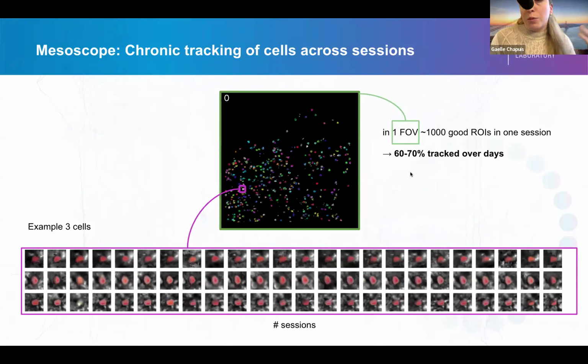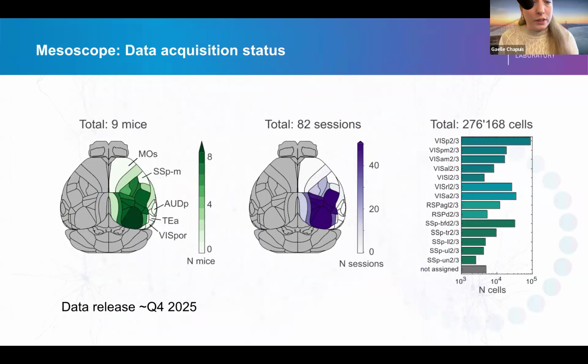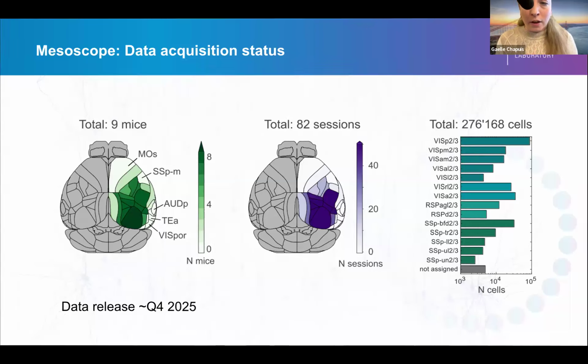And so again, if we say in one field of view you acquire roughly 1,000 good cells, you can track 70% of them across all days. Okay. So to show you where we are in terms of data acquisition, all of this has been acquired in 9 months in 82 sessions, totaling nearly 300,000 cells. That's really large. And so we hope for data release later this year.